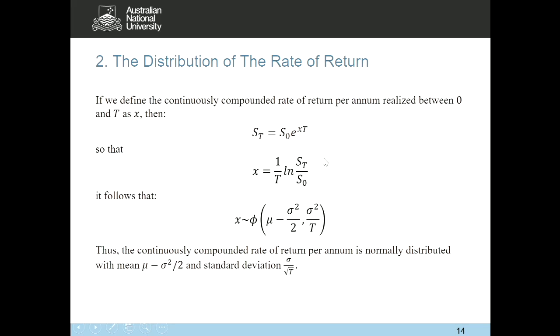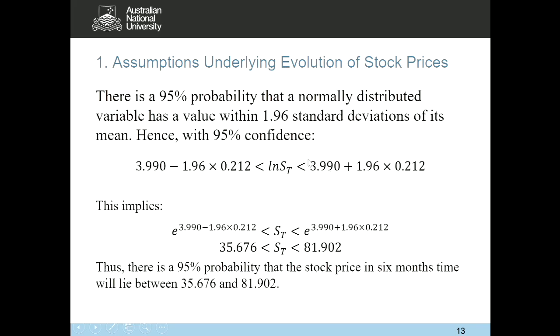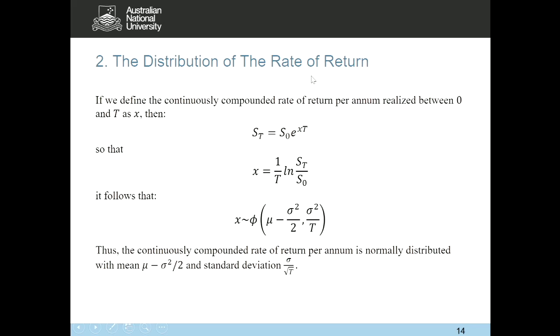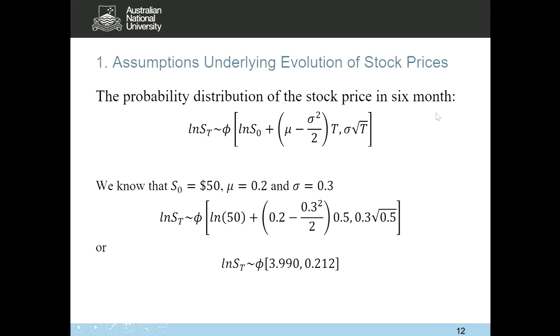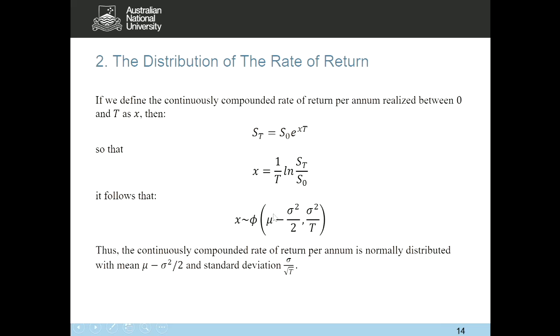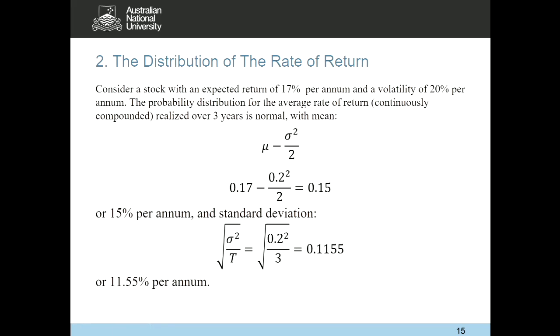Okay, then luckily what we know is we know the distribution of log ST, right? We derived the log ST distribution before, and then we can rearrange that equation. We can get the distribution for the continuously compounded rate of return. So basically, the rate of return has a mean of mu minus sigma square over 2, and it has a variance term sigma square over t. Okay? So again, we're going to do a similar exercise. We're going to calculate a 95% confidence interval for the stock return.